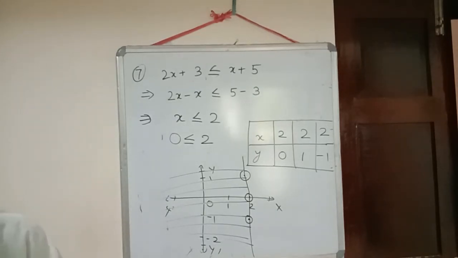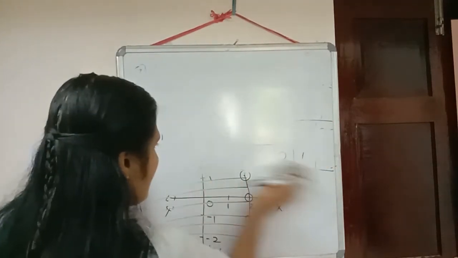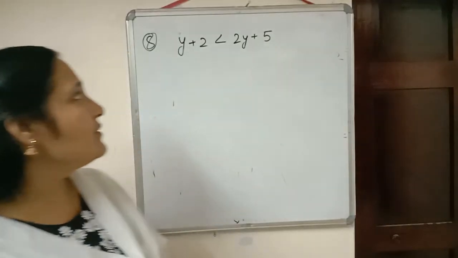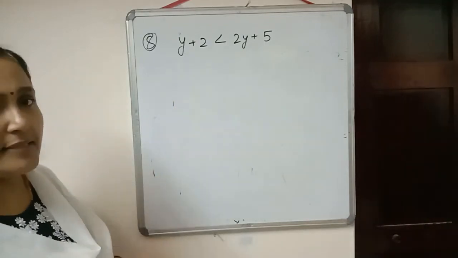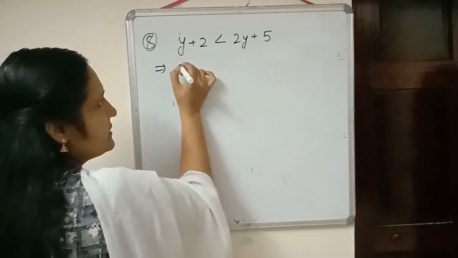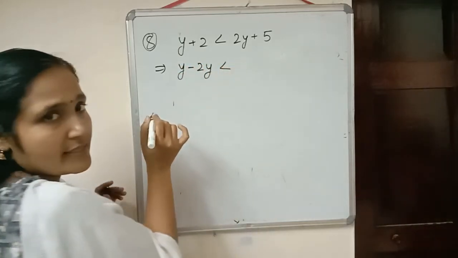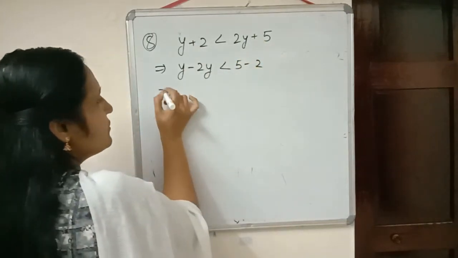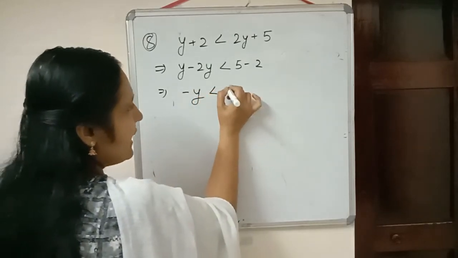Okay, now write down the next one. Question number 8 is y plus 2 less than 2y plus 5. Now all of you will do this question. First we can solve this one. 2y we can shift to the left hand side, so it will come y minus 2y less than 5 minus 2. So we get y minus 2y is minus y less than 3.